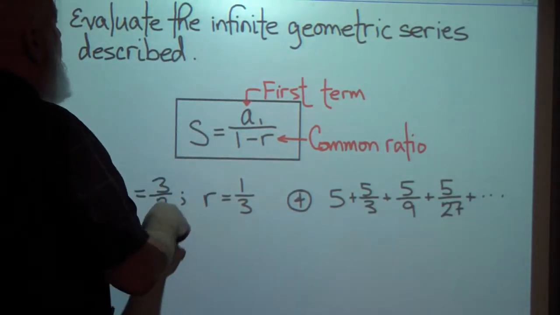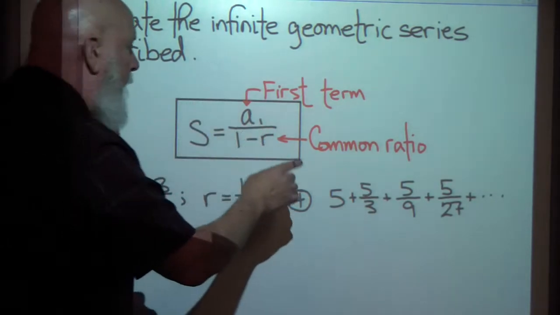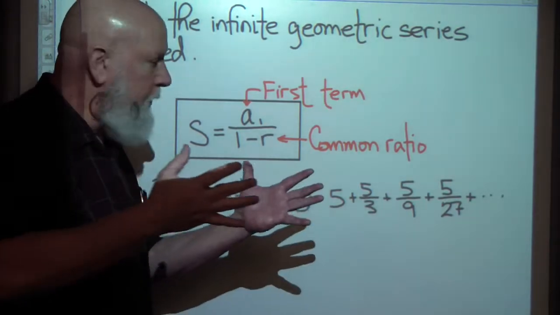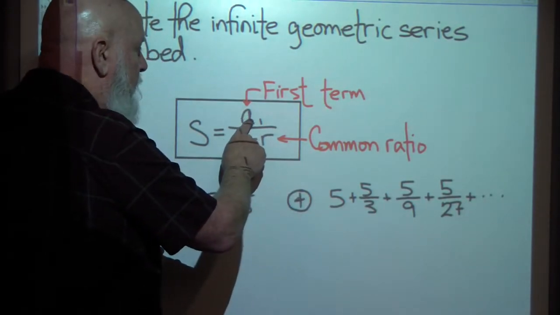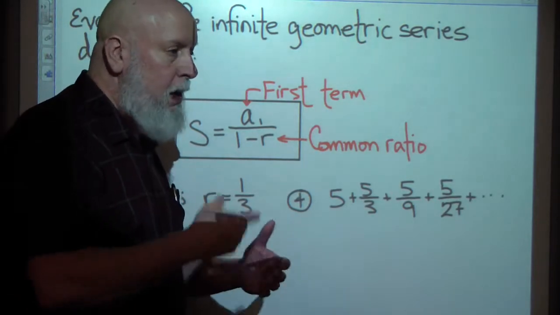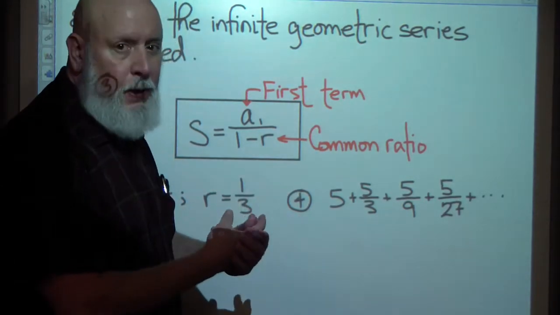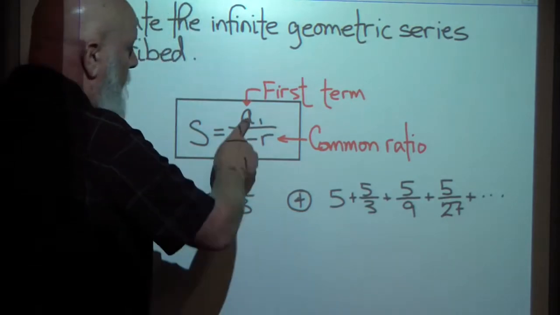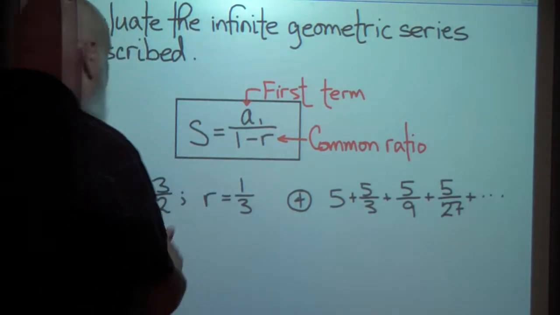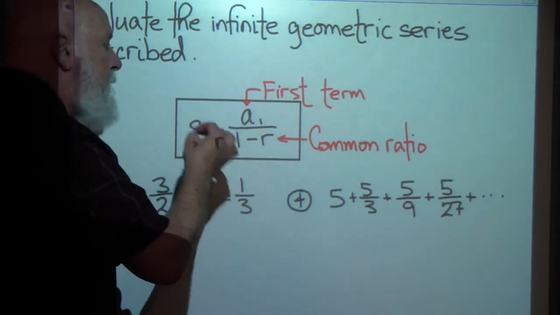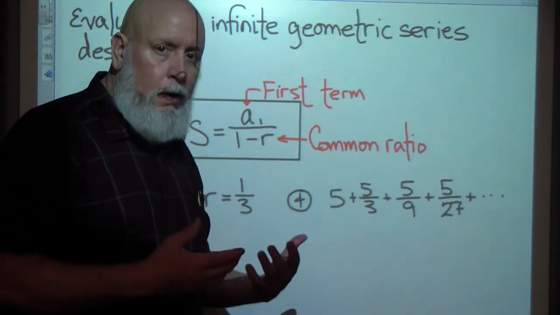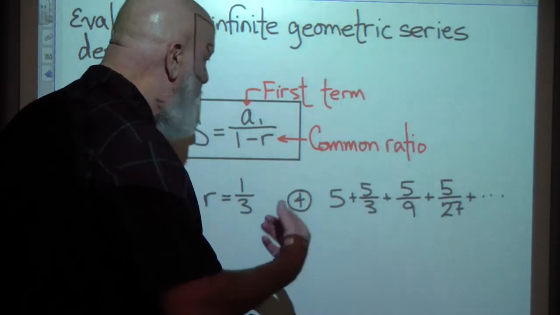Evaluate the infinite geometric series described. The first thing we have to keep in mind is that this formula right here will do all of the work for us. A sub 1 is the first term. R is the common ratio. We've been working with those in arithmetic and geometric sequences and series, and so we're familiar with these two. Plug this in here, and this will give us the number that's being approached by an infinite geometric series if we can determine that the geometric series converges.